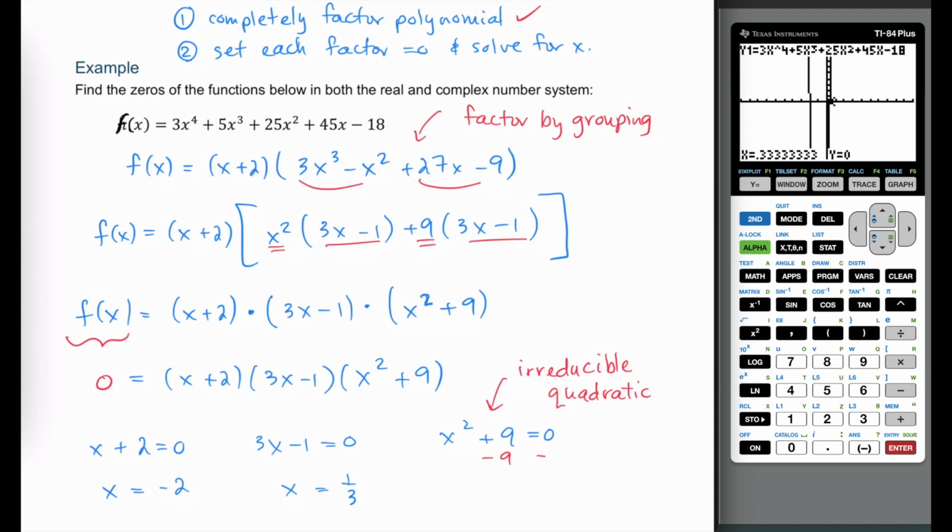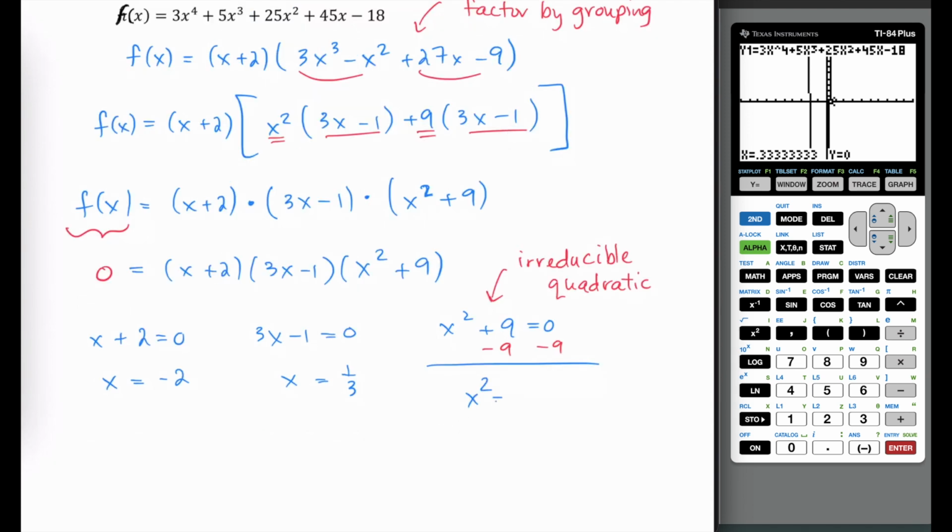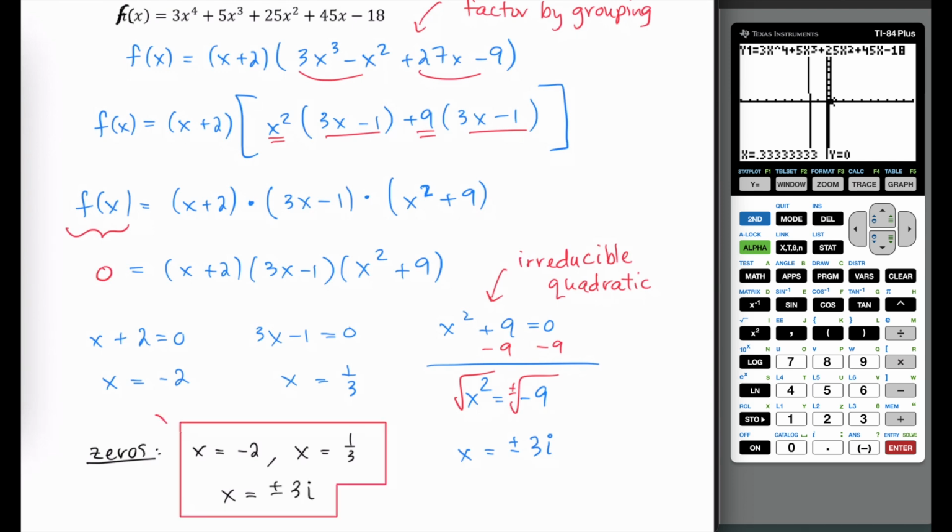So we'll subtract 9 from both sides to get x squared is equal to -9. We take the square root of both sides and apply a plus or minus onto the constant side. So x is going to be equal to plus or minus the square root of -9, which is 3i. Notice that we had two real zeros and two imaginary zeros, giving us the 4 zeros that we were expecting from this 4th degree polynomial function.